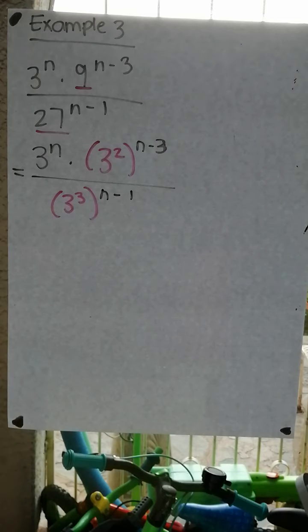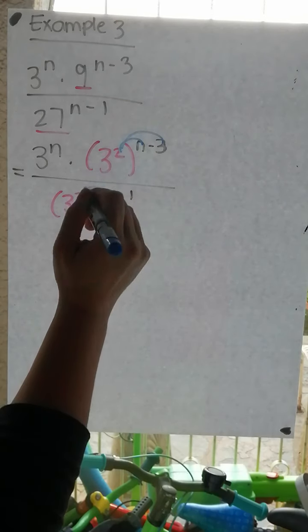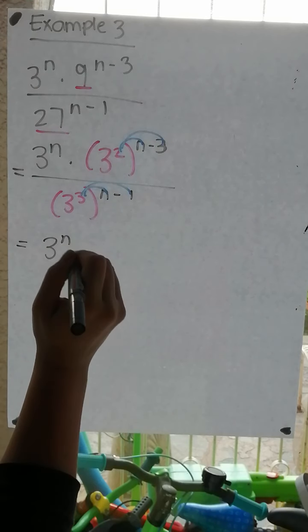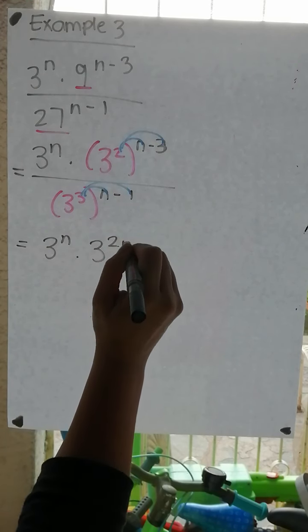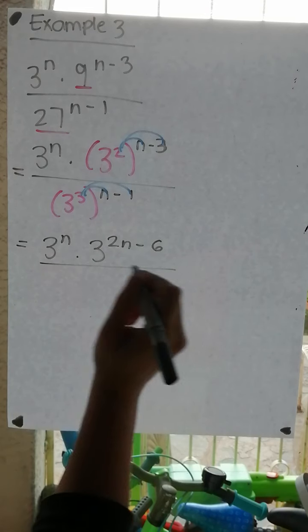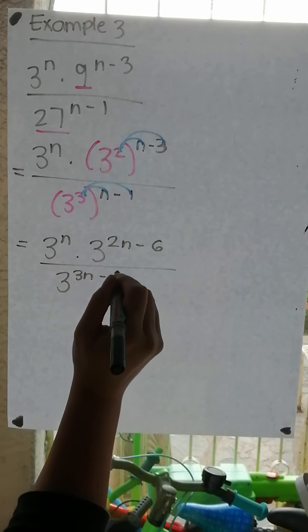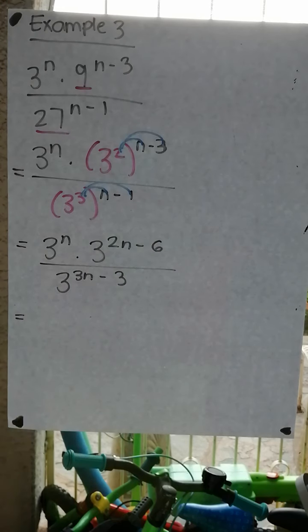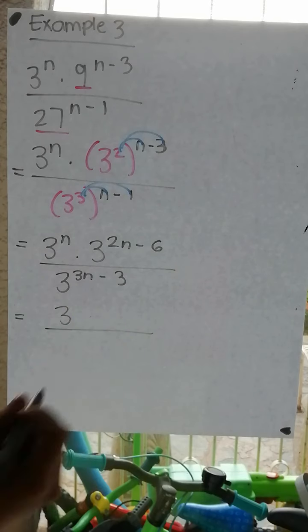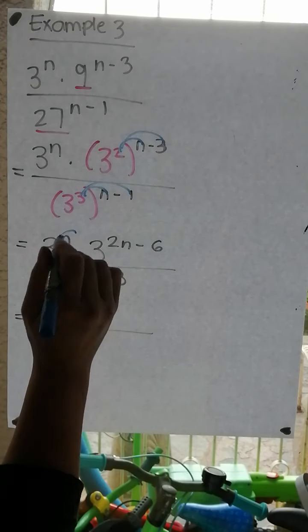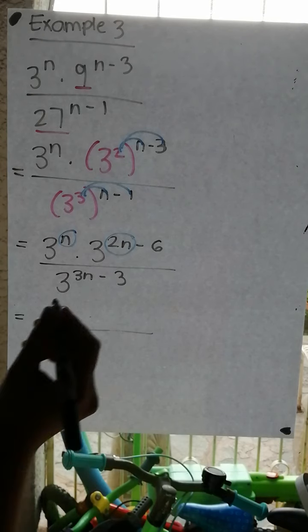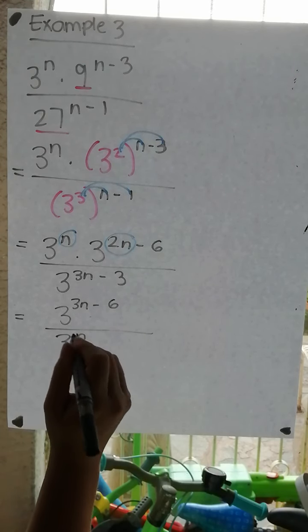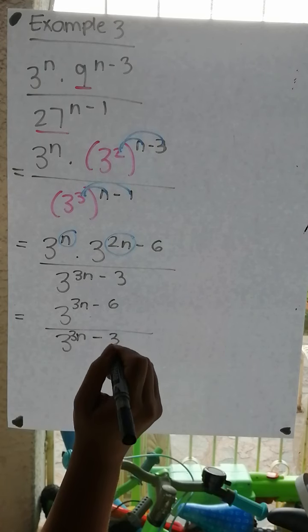I'm going to do my distribution. This must get distributed, this must get distributed. So I end up with 3 to the power of n times 3 to the power of 2n minus 6 all over 3 to the power of 3n minus 3. At the top I've got like bases that I'm multiplying, so I keep the base and I add the powers. So the powers that I can join are n plus 2n, which is 3n minus 6, and at the bottom I've got 3 to the power of 3n minus 3.